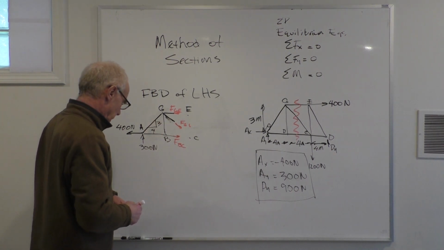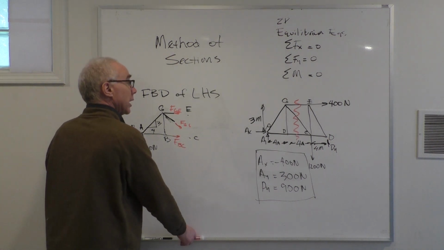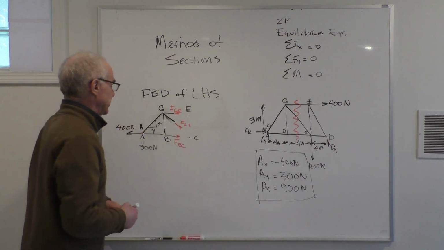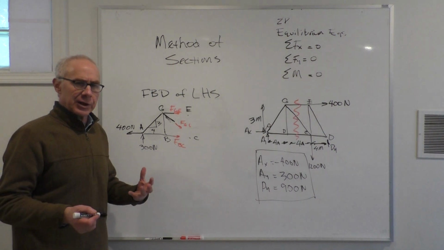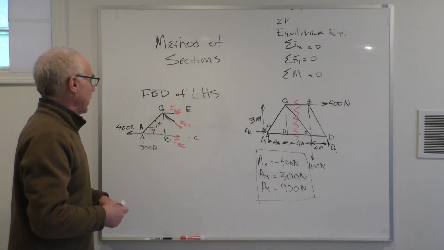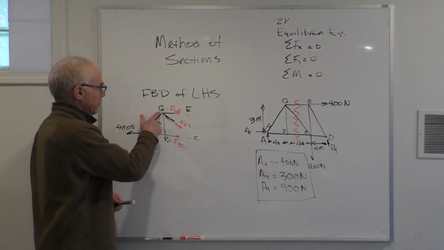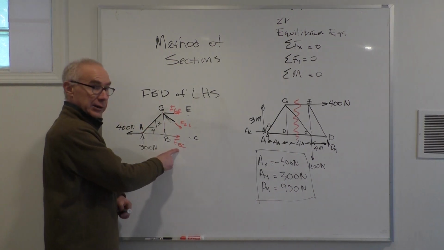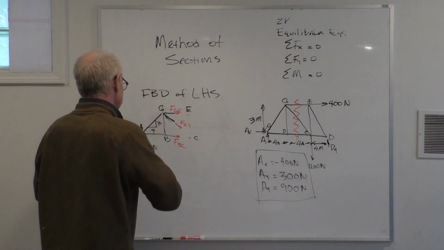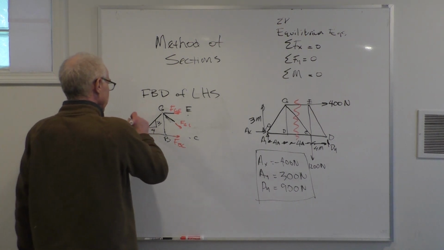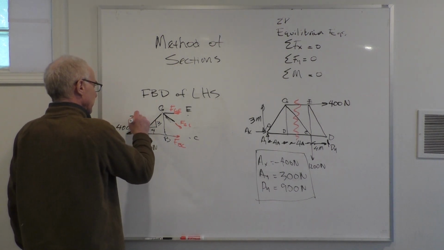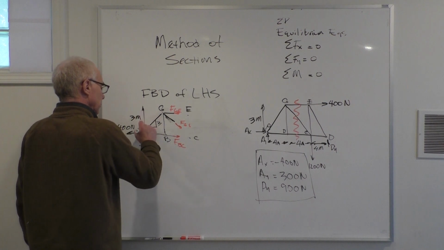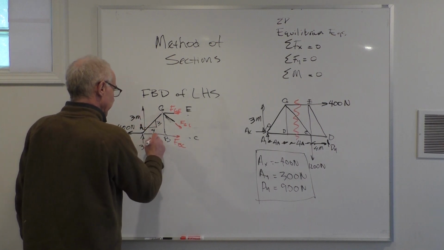Okay, so let's solve for this. How do we do it? We're going to use our equilibrium equations. And you got to think strategically how you do these. What I would do is solve for the moments about G first, and that will give you directly the value of FBC. So let's do that. Remembering that we have 3 meters vertically here. This is getting a little crowded. 4 meters horizontally here.